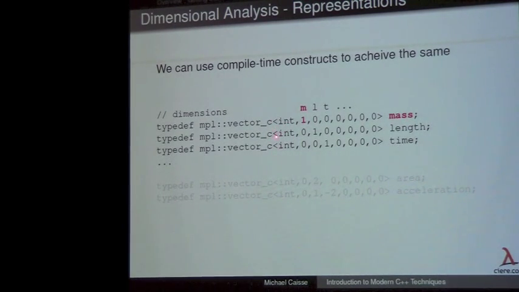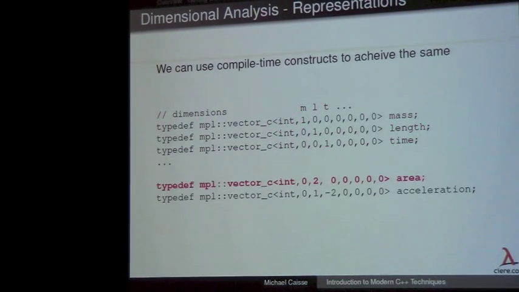What types are going to store in it? Ints. Cool, let's set them up. Mass, length, time. Let's set up an area. And let's also set up an acceleration. So it looks a lot the same, right? But this is going to give us that same concept of like an array, but we're going to be able to work on it during compile time. We're going to be able to do things with this thing during compile time.